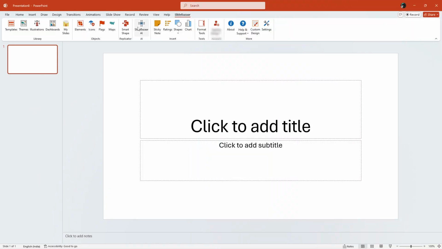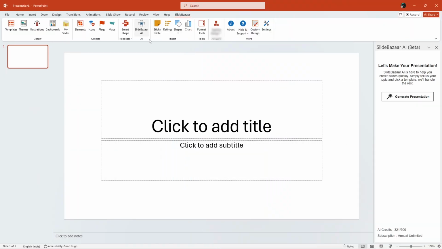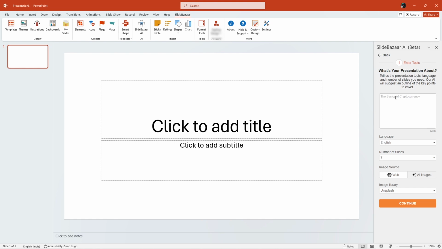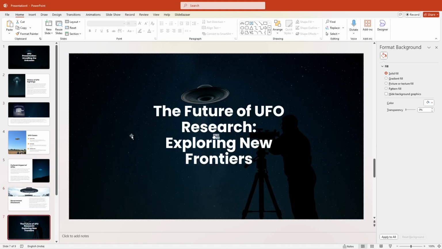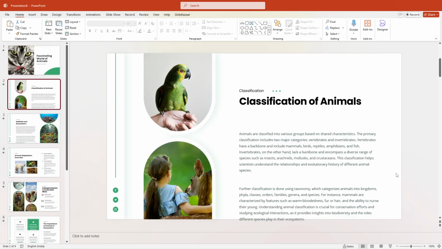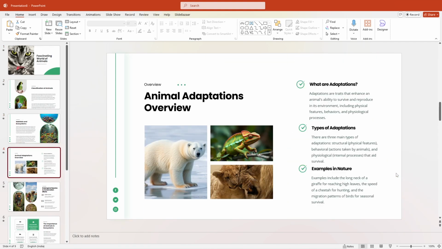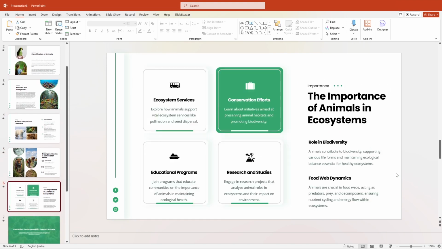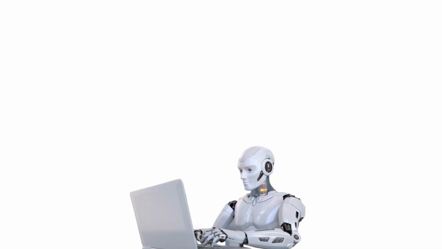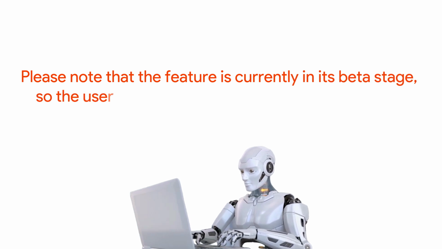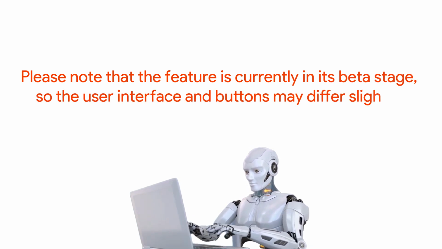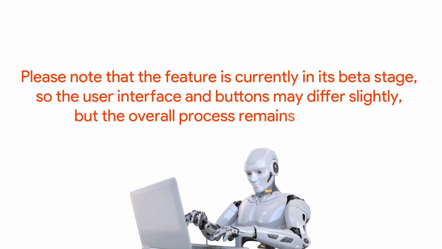One of the latest features of this add-in is that it now comes with an AI feature that lets you create multiple slides in an instant, complete with high-quality images and text, all of which you can easily replace to add your own content. Let's take a look at how this works. Please know that the feature is currently in its beta stage, so the user interface and buttons may differ slightly, but the overall process remains the same.